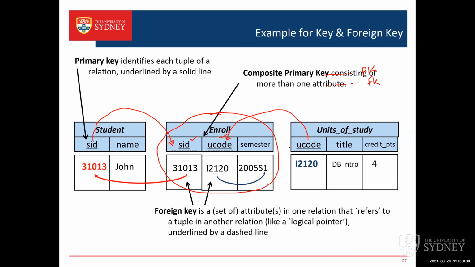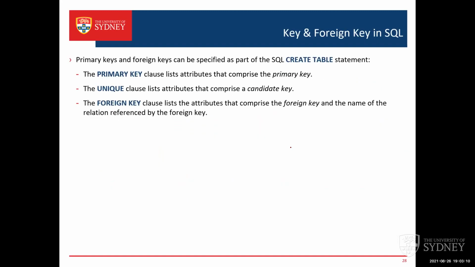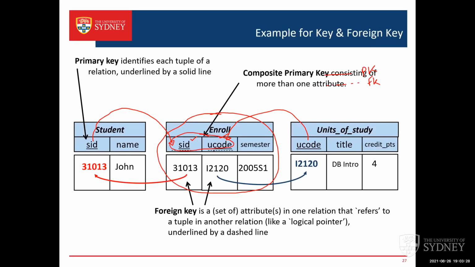Okay, so hopefully this is making sense. So now we have this idea of three keys. We don't define super key; we don't have to worry about that. So we'll only define primary key, candidate key, and foreign key. Someone is asking, what is the primary key for enroll? These two, SID and unit code. That's why the example is in there.